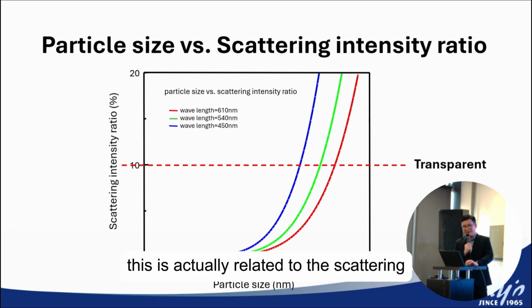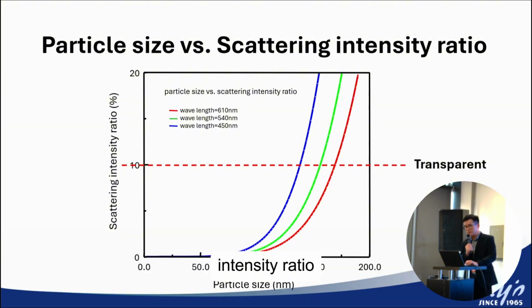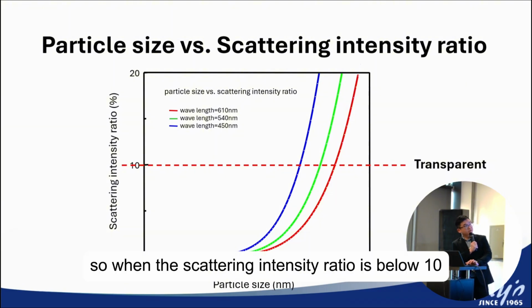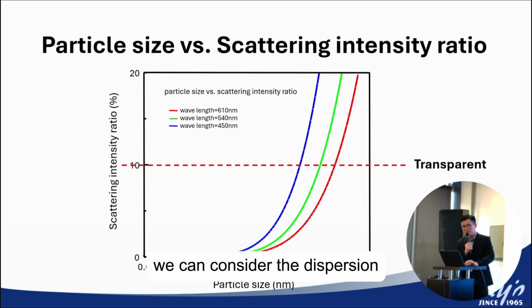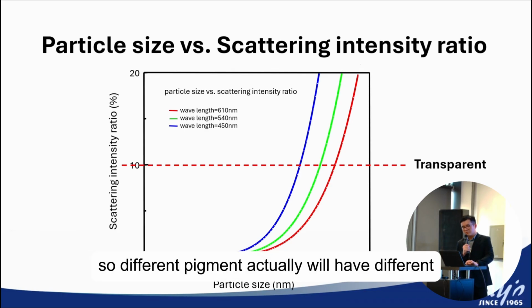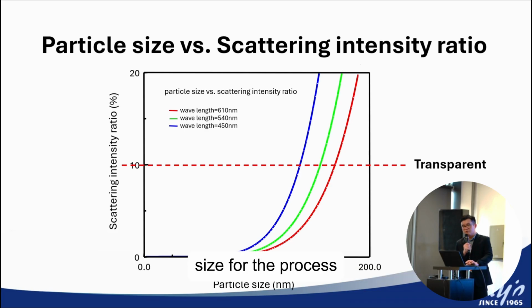This is actually related to the scattering intensity ratio. When the scattering intensity ratio is below 10, we can consider the dispersion of the coating layer to be transparent. Different pigments will have different sizes for the process.